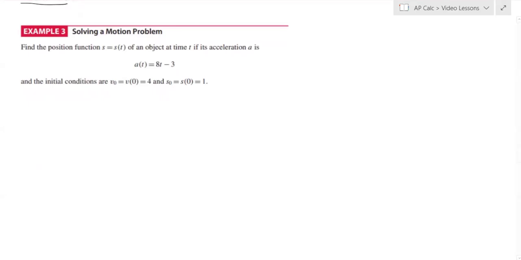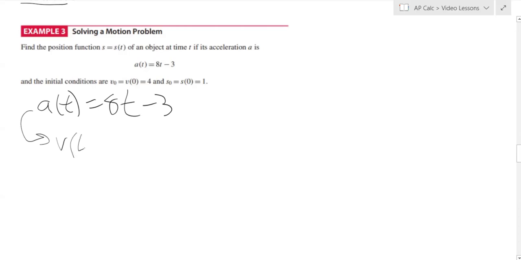So let's take a peek at an example here. We want to find the position function s of t of an object at time t if its acceleration is a of t equals 8t minus 3, and we have some initial conditions for the velocity and position. So if a of t equals 8t minus 3, then the antiderivative of that would be the velocity function.